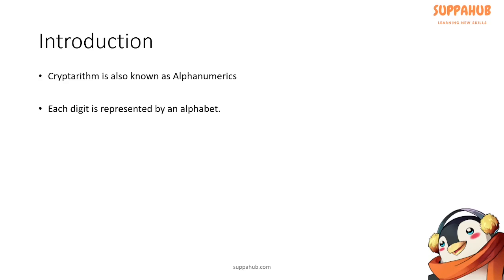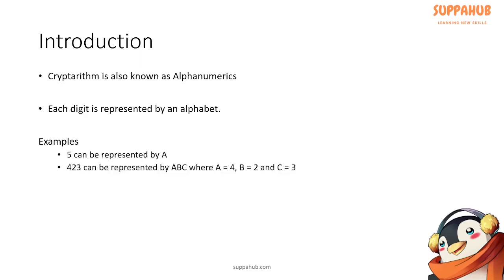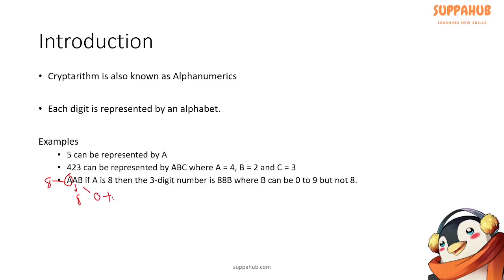Basically, in Cryptarithm, each digit is represented by an alphabet. So for example, 5 is represented by A here. And if 4, 2, 3 are represented by A, B, C, then A will be 4, B will be 2, and C will be 3. And if AAB and A is 8, then the second one will also be 8, and B can be anything from 0 to 9, right?